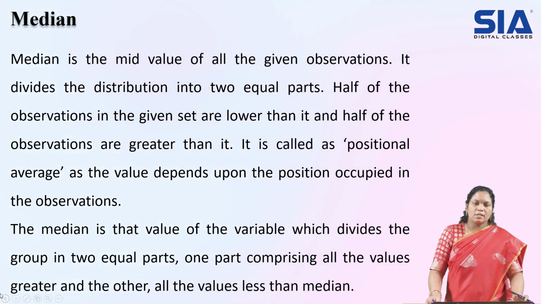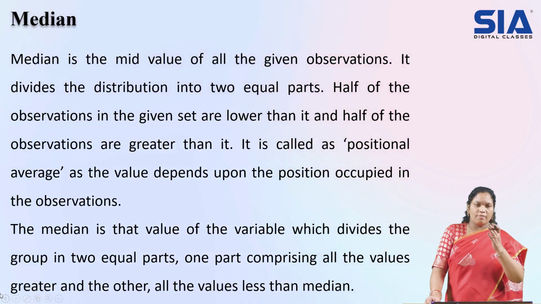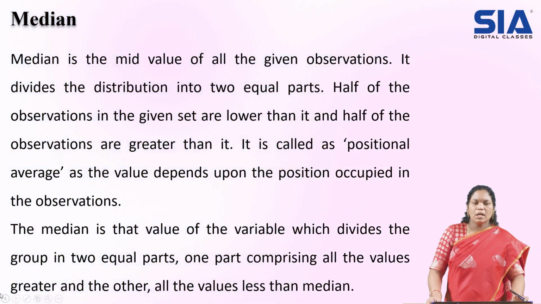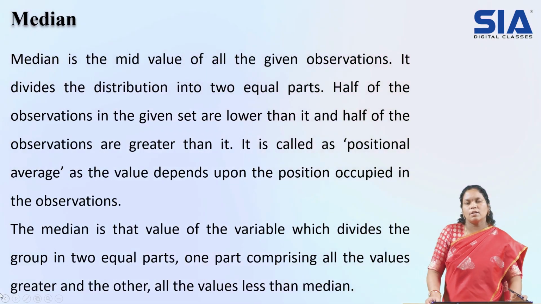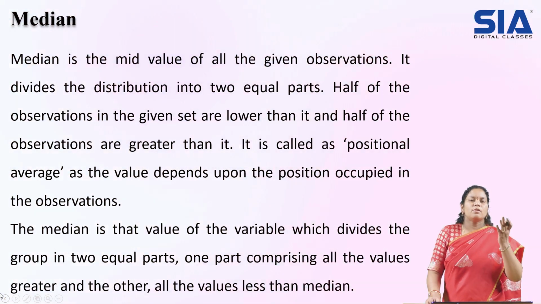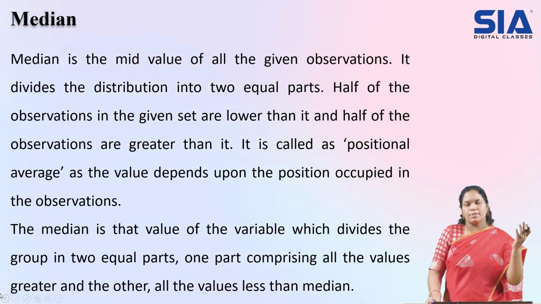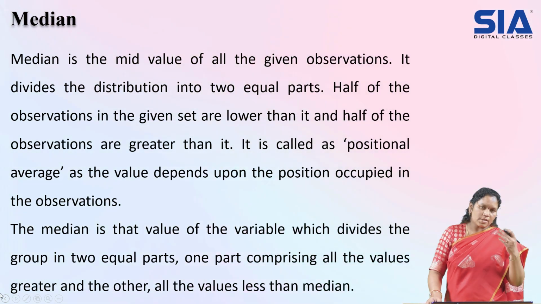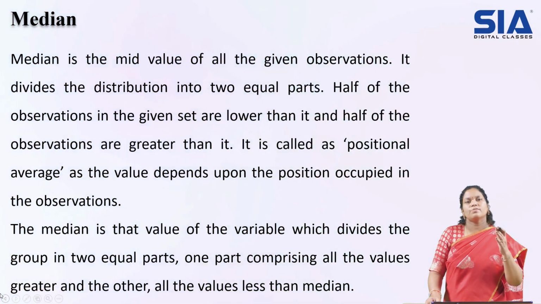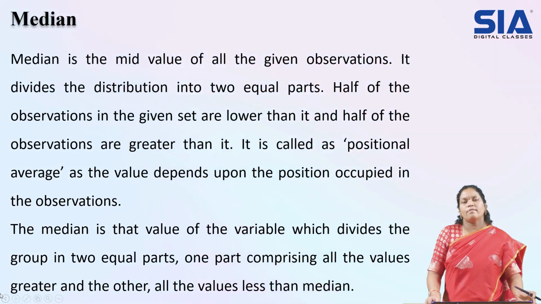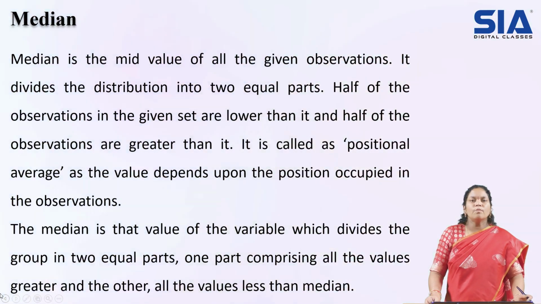So median is also called so because it is divided into two equal groups. It divides the data into two equal parts, one part comprising all the values greater and the other all the lesser values. We'll arrange the data in ascending or descending order, so the greater values and lesser values will be divided. Upside, greater you'll get; downside, lesser you'll get. If you arrange in ascending order, lesser values you'll get first, then the greater values. So that is how median works.